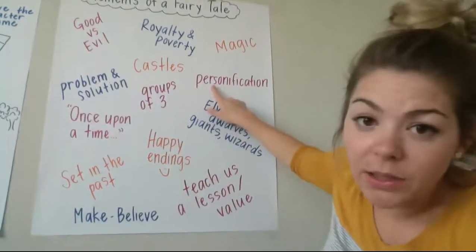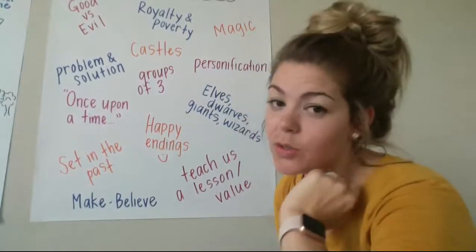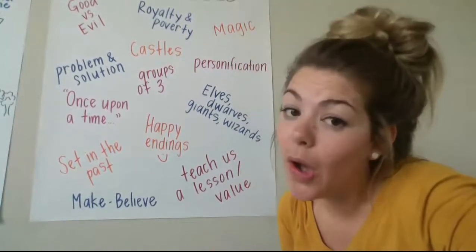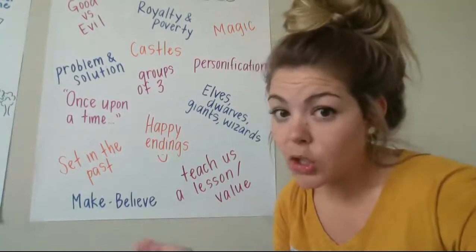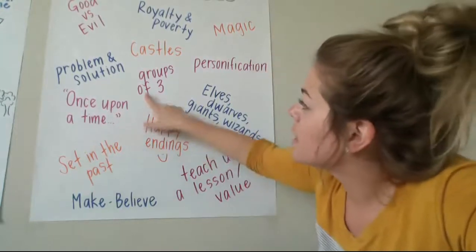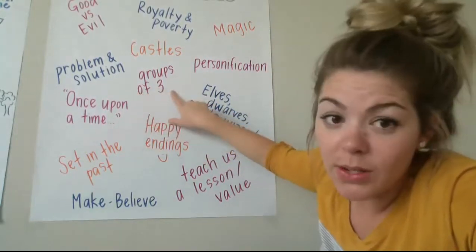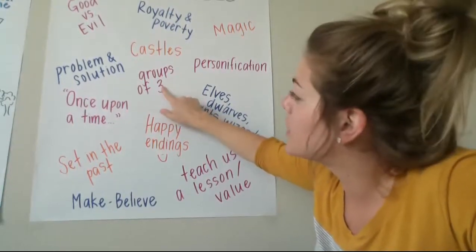We talked a little bit last week about personification, that those bears in the story are wearing clothes, they're talking, they live in a house. The author has given an animal a human-like characteristic, and that's called personification. We talked a little bit too about groups of three. So we read last week Goldilocks and the three bears. So that was one example.